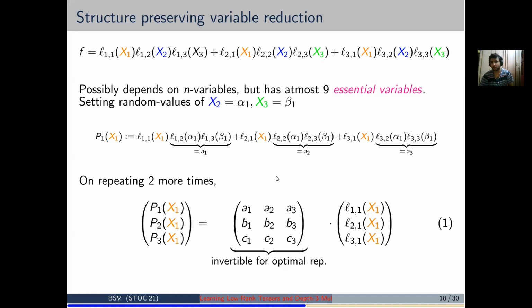As it turns out, if you are working with an optimal representation, you can show that these matrices will be invertible. And if these are invertible, you can just invert it and write the L_i as a linear combination of the P_i. Although you don't know these a_i, you can assume them to be variables. That is, you have found a way to write the L_i as a combination of P1, P2, P3, which you can think of as three different variables. So you have reduced the variables appearing in L_i from n to just 3. And this is the process that we repeat for each and every variable set.